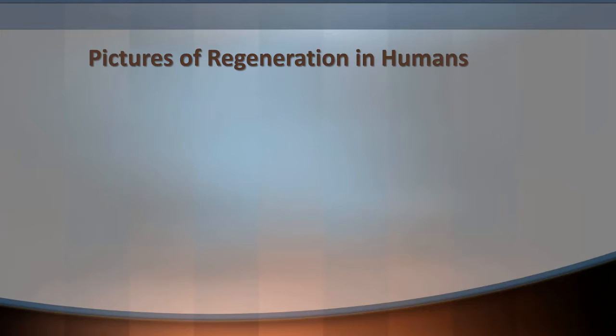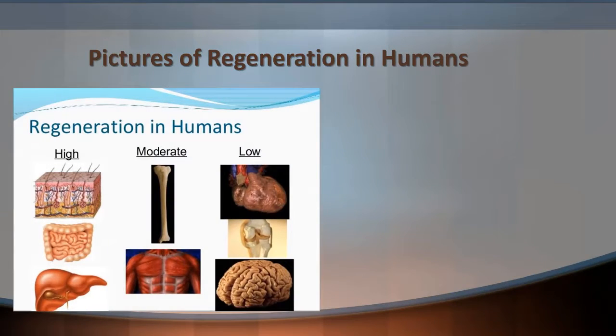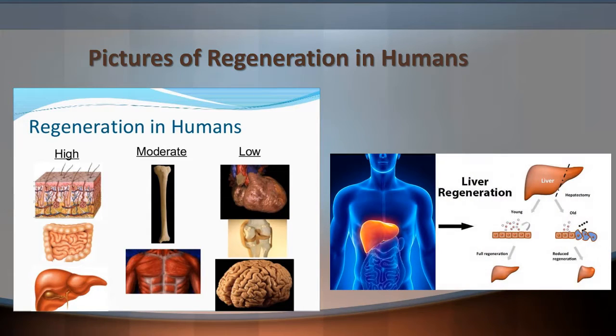And here's some pictures of regeneration in humans. As you can see, you have different things that can regenerate very quickly, that can regenerate moderately, and some that regenerate very slowly. And as you can see right here, here's a picture of liver regeneration occurring. As you can see, it's kind of just doing its thing.